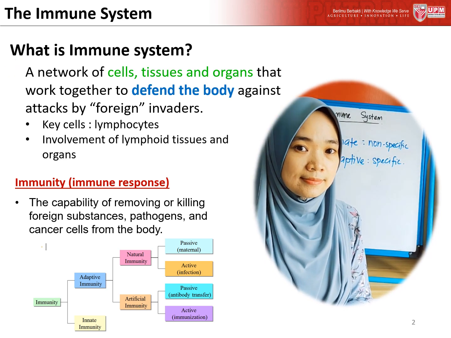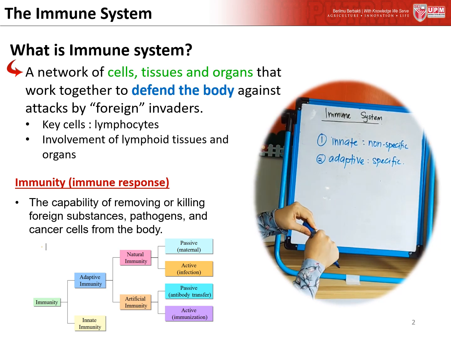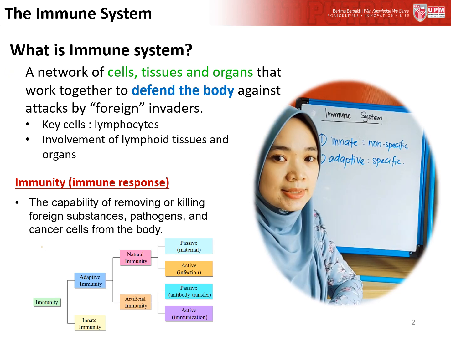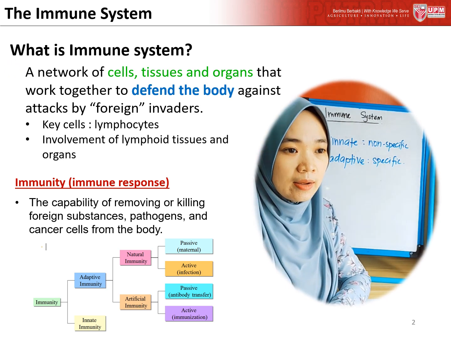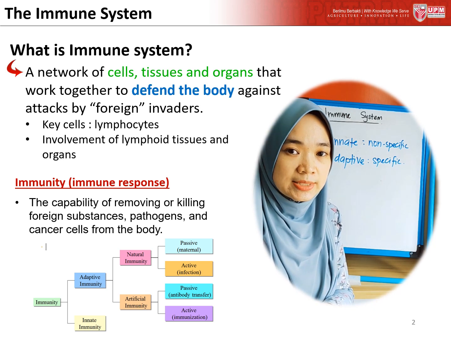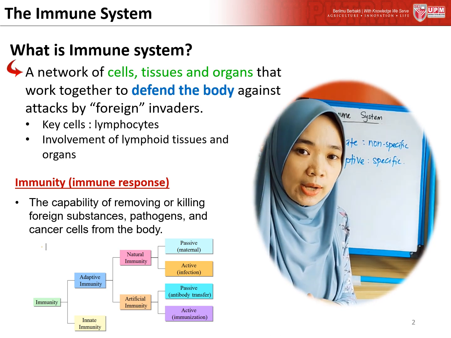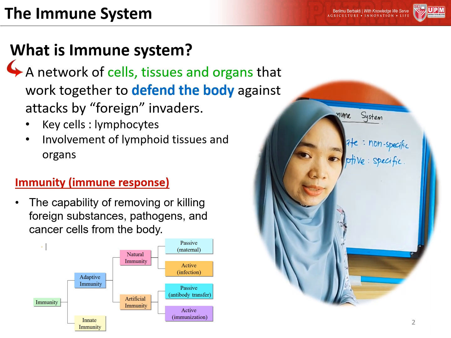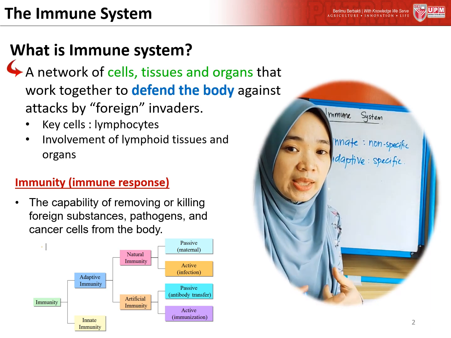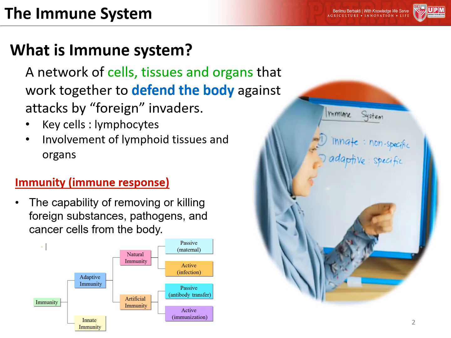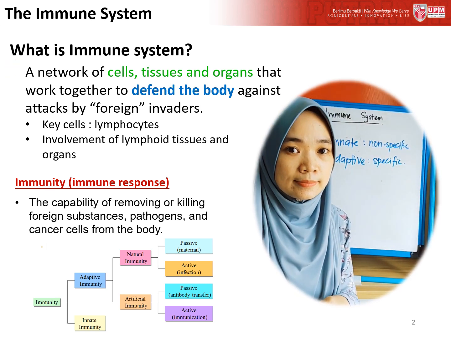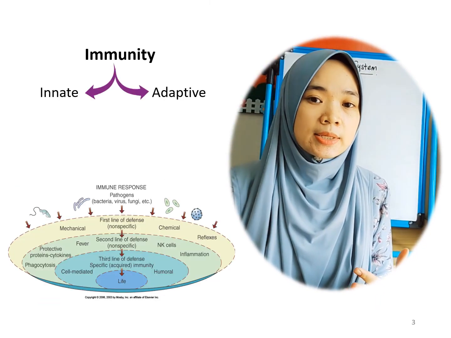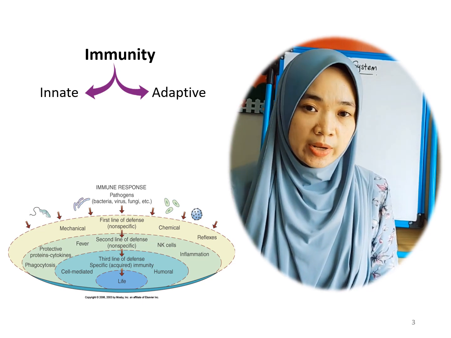Okay, so under innate immunity, we have several defense mechanisms, which include four defense mechanisms. If you remember our learning outcome, you need to explain the mechanisms under innate immunity and the function of B and T cells. B and T cells are under adaptive immunity.